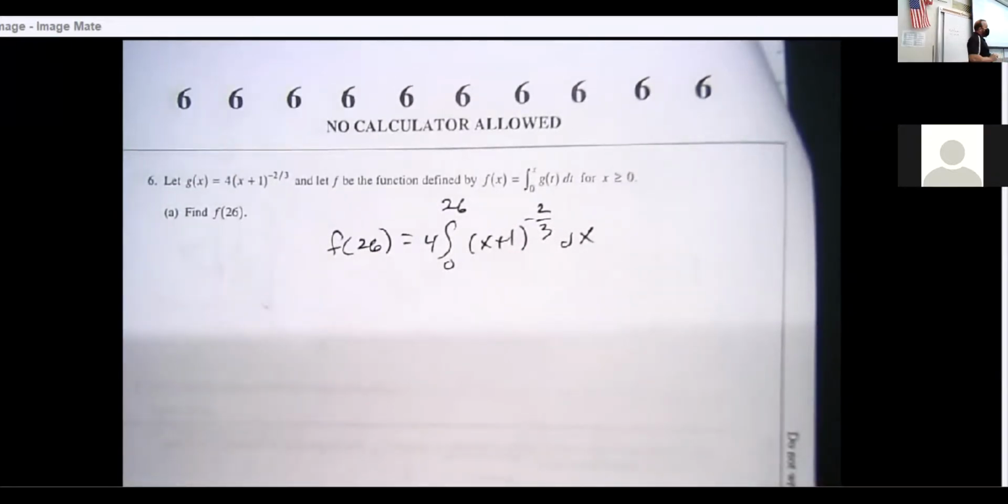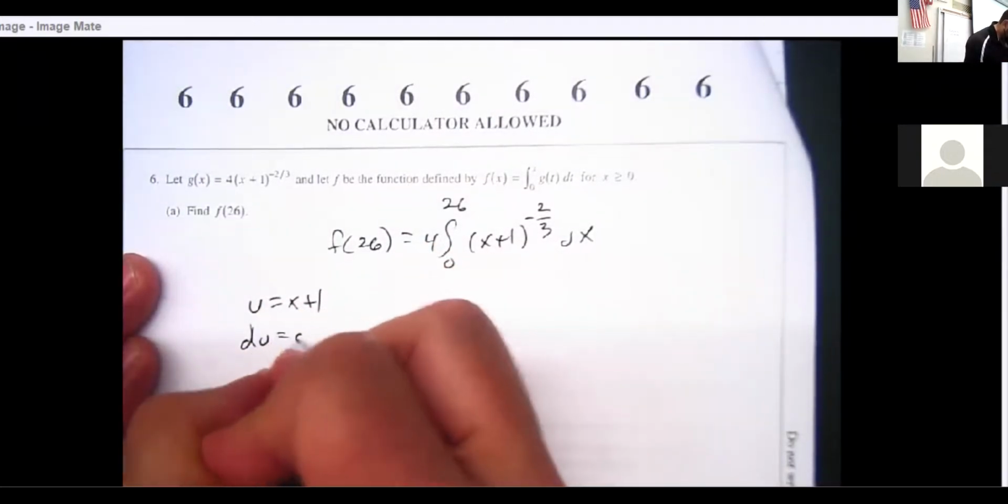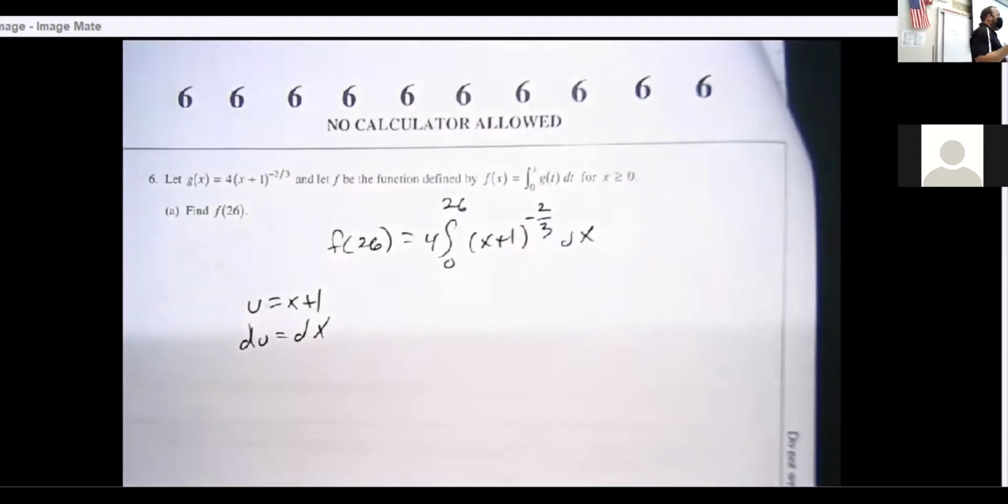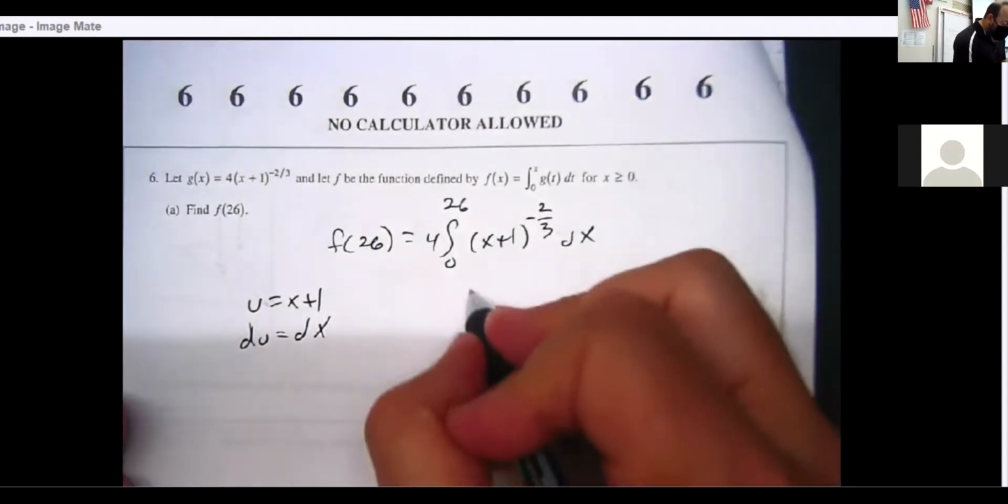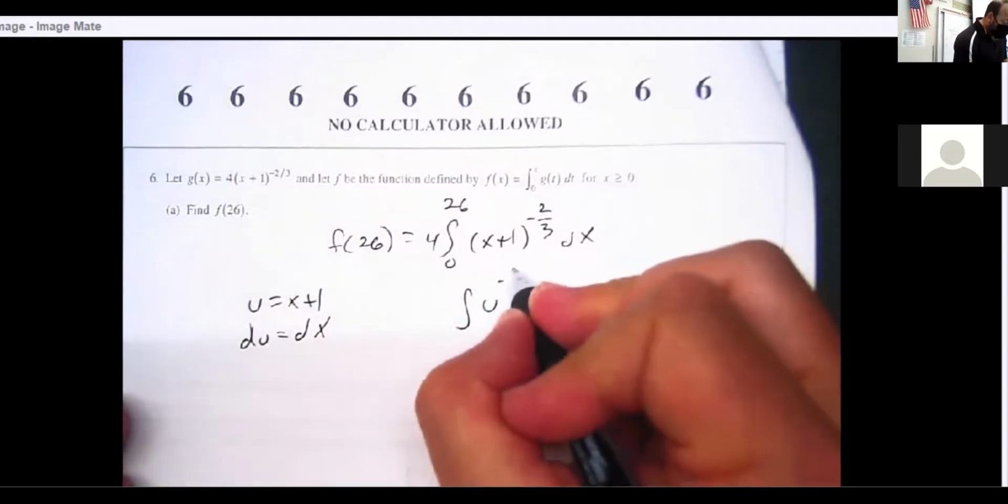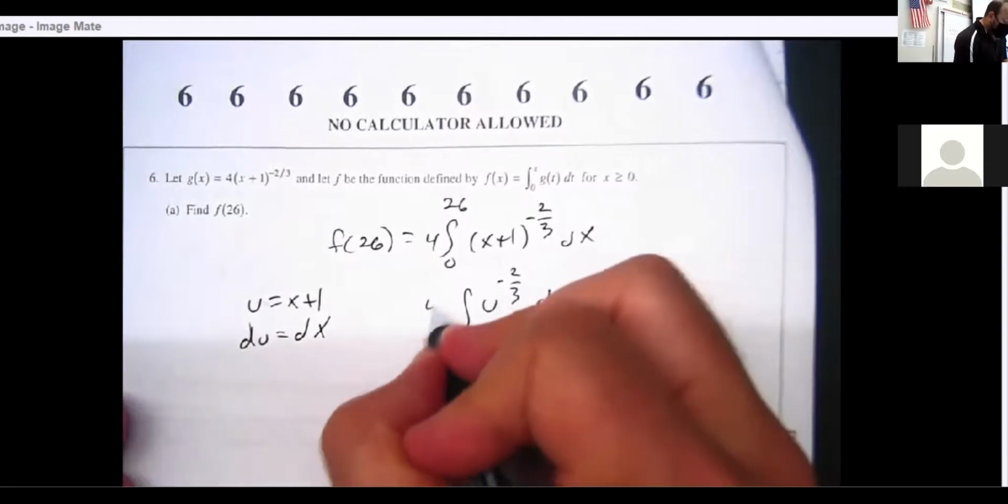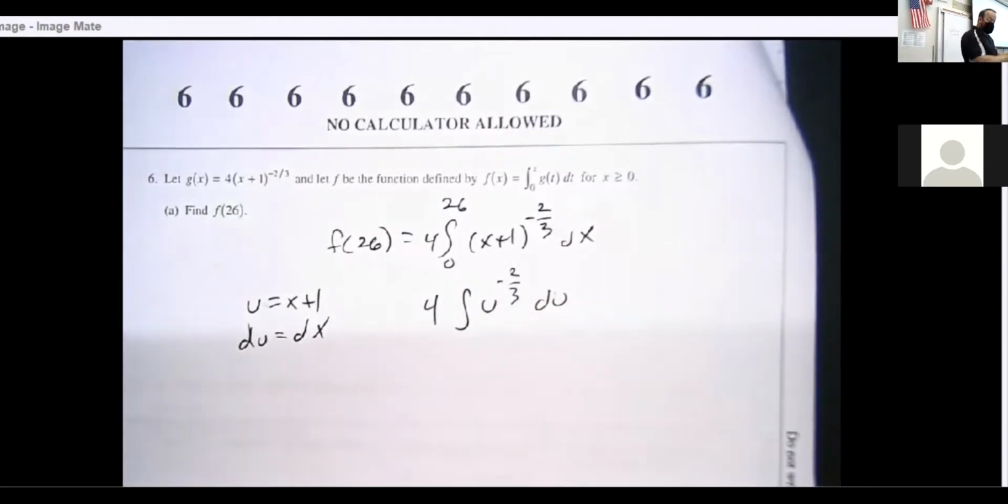So how would you guys integrate that? I did a u sub, which technically is kind of silly because what would you call u? Honestly, I really liked it, but you can see the silliness right there because then du is dx. It's like, what? There's not much there. So what did you make this thing then? That's u to the minus 2/3. What's dx? du. The 4 is still hanging, but careful.